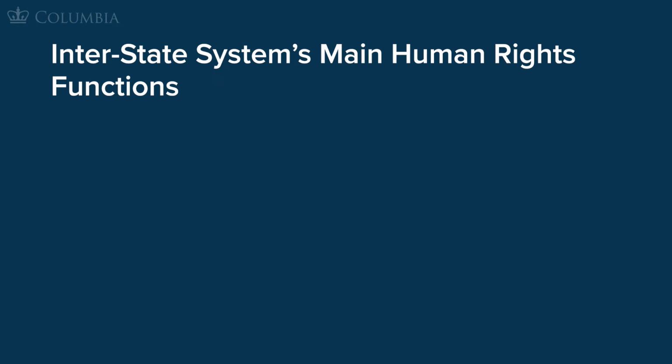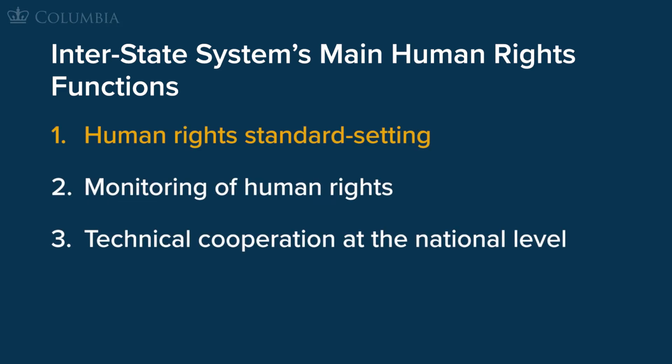Before we explain what the UN Special Rapporteur does, we should explain the international context for monitoring human rights. There are three main human rights functions that the interstate system has developed over the decades. One, human rights standard setting, in other words, the adoption of international standards in the form of declarations and treaties on human rights. Two, the monitoring of human rights. And three, technical cooperation at national level to build institutions and processes for the achievement of human rights.